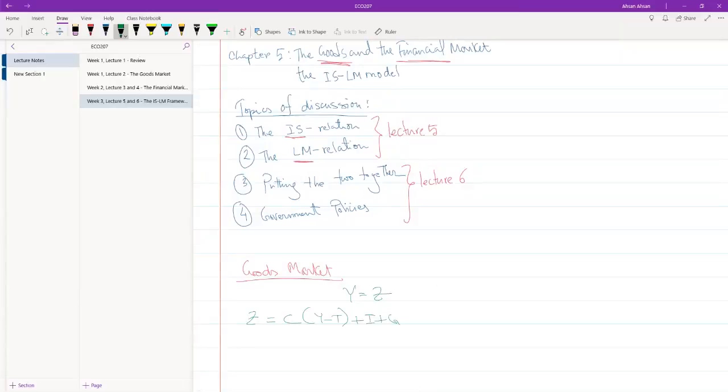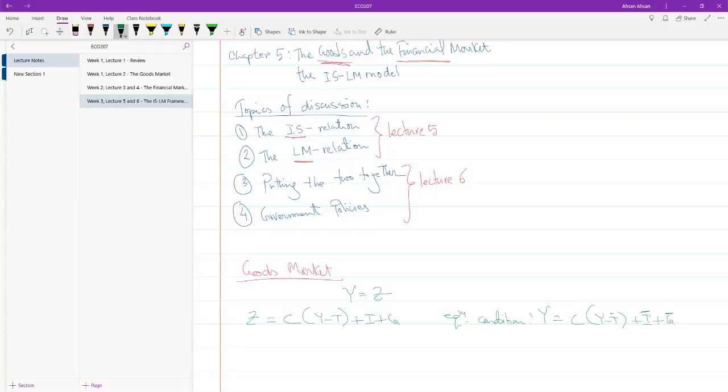So effectively, the equilibrium condition requires that we have Y, which is output, equal to demand, which is basically C(Y minus T) plus I plus G. And when we looked at this condition in chapter 3, we had assumed that investment and government expenditure are exogenous. We took them as fixed values that were not determined from within our model.